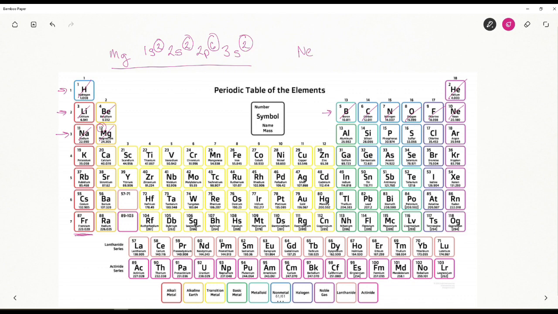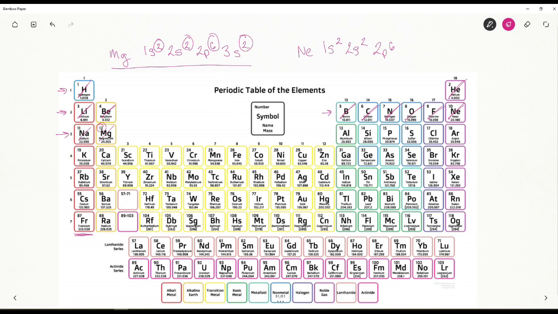So neon, let's see, that's 1s, again 1, 2. Go to my 2s, 1, 2. Now I need to switch over to my 2p. 1, 2, 3, 4, 5, 6. That puts me at neon. And there's my electron configuration for neon.